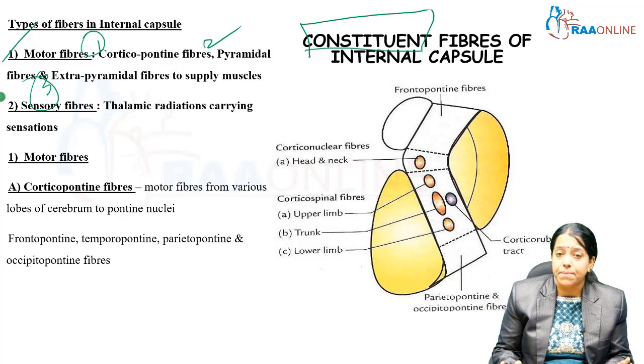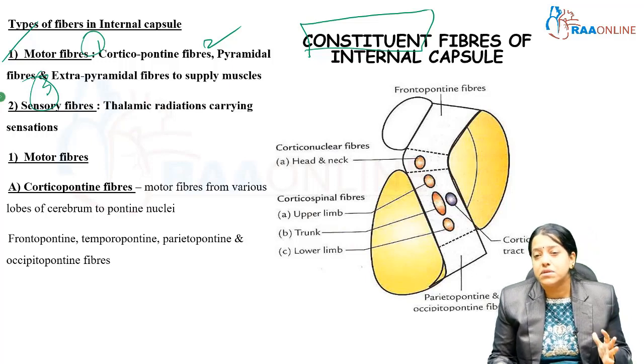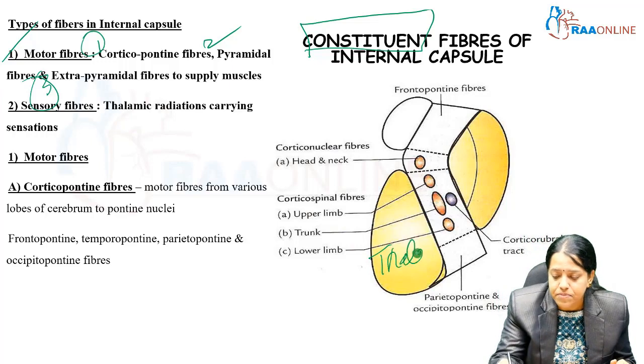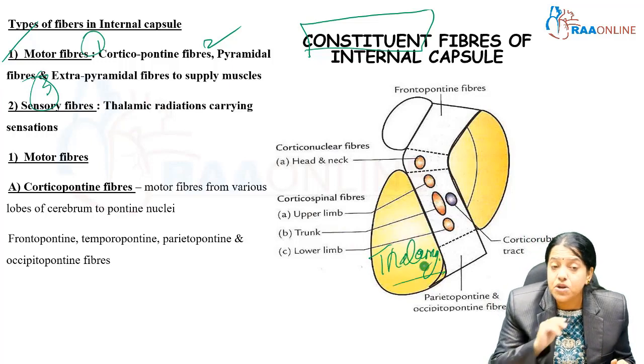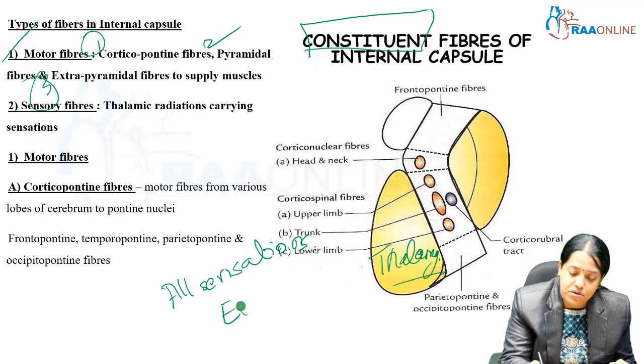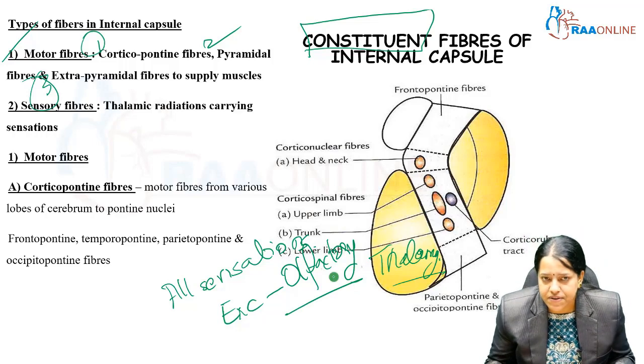Coming to the sensory fibers, I said to you that the thalamus is the great sensory gateway. All the sensations of the body have to pass through the thalamus, except, and you have to remember this because it is a very important question, olfactory. Olfactory doesn't pass through the thalamus; it goes directly to the cerebral cortex.